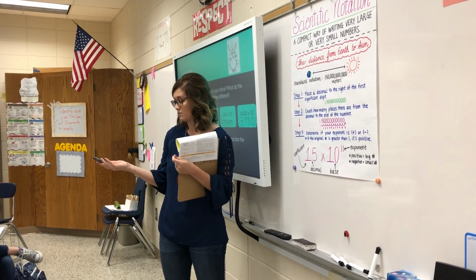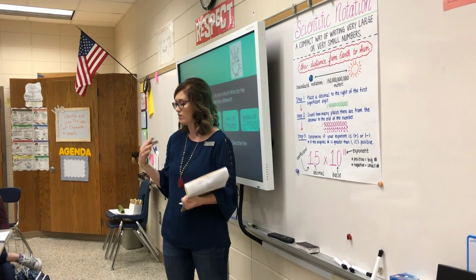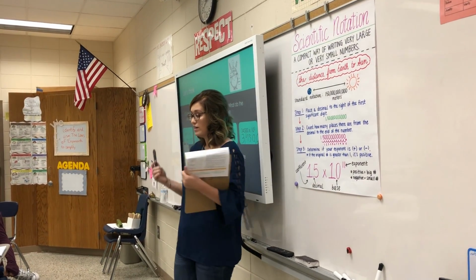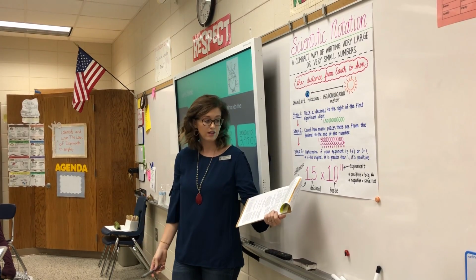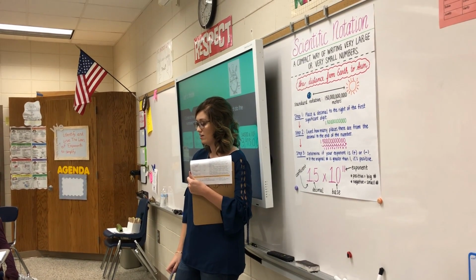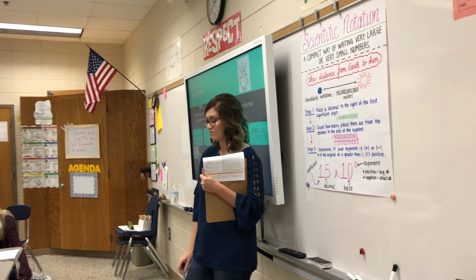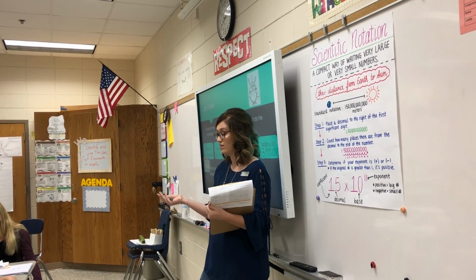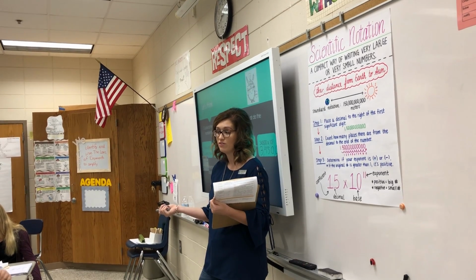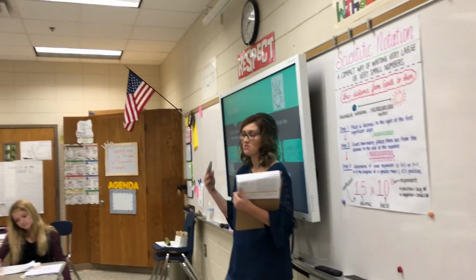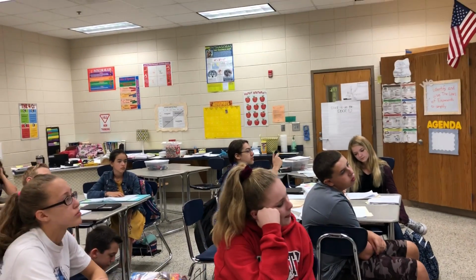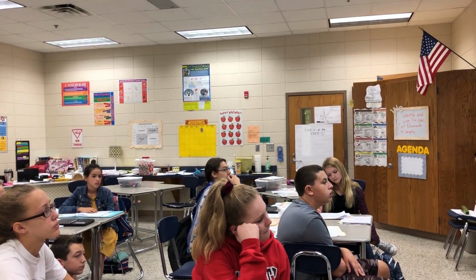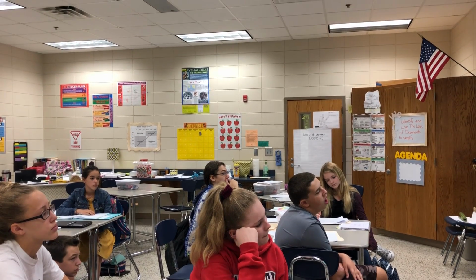We've already learned about negative exponents, right? When you have a negative exponent, what do you get? A fraction. So if you have a number that's less than 1, or between 0 and 1, your exponent is going to be what? Positive or negative? Negative. If your original number is between 0 and 1, which means it's a fraction, you're going to have a negative exponent. So larger numbers, positive exponents. Smaller numbers, negative exponents.